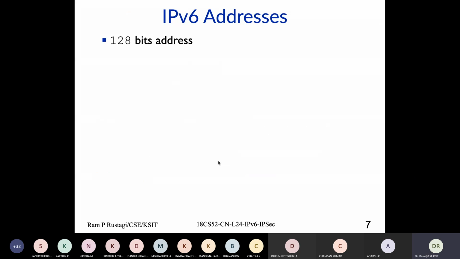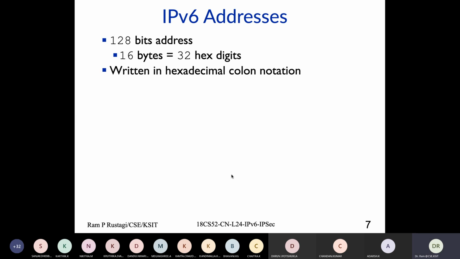Looking at the IPv6 addresses, they are 128-bit addresses, and that means you have enough addresses. The book says this address space is so huge, 2 raised to power 128, that even if you were to assign one IP address to each grain of sand, you still have enough address space. The way we write it is called hexacolon notation.